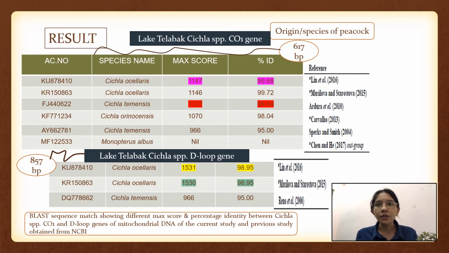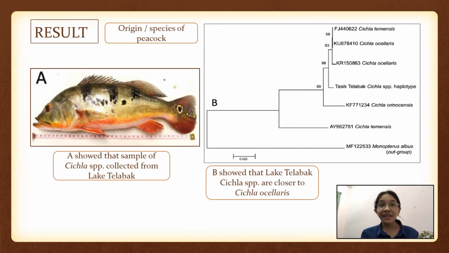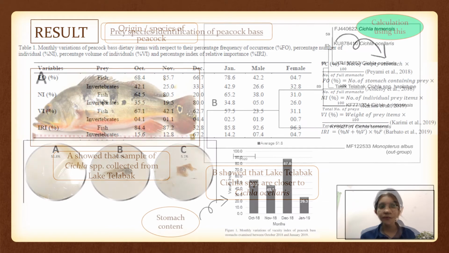For the D-loop gene, it shows the highest sequence similarity for C. ocularis, 98.95%, with maximum scores of 1531 and 1530. Hence, the majority of peacock bass in Talabat Lake come from the C. ocularis species. In this slide, picture A shows a sample obtained from Talabat Lake, and picture B shows a phylogenetic tree where Cichla species in Talabat Lake are closer to the species Cichla ocularis.